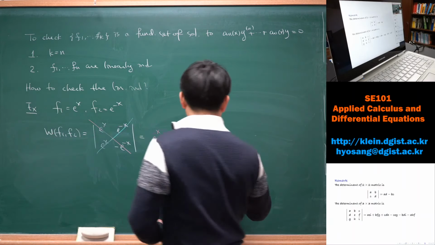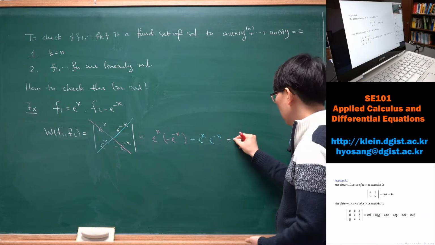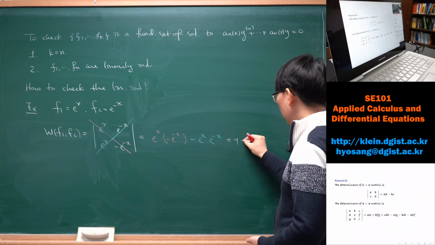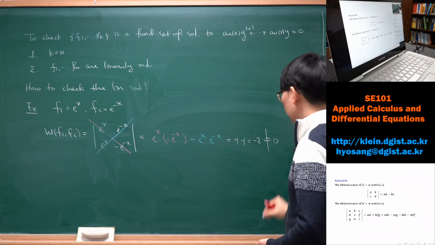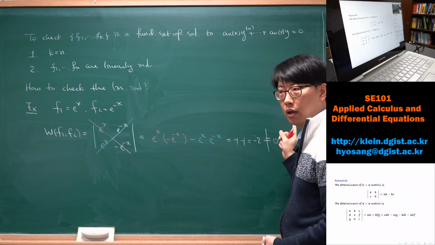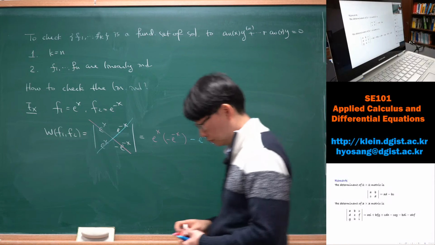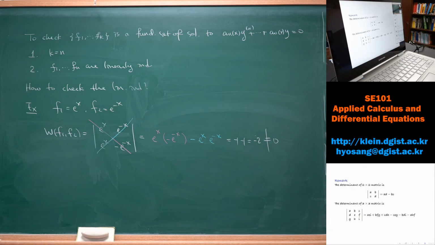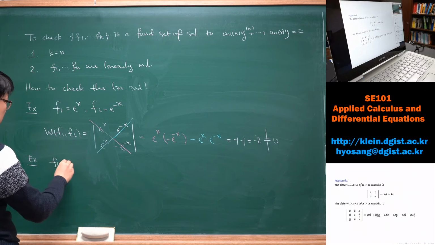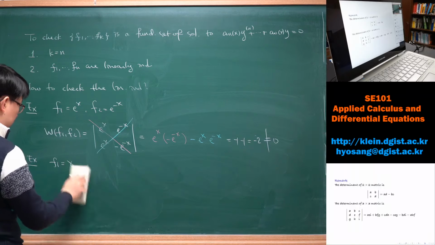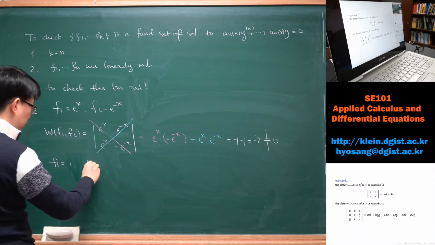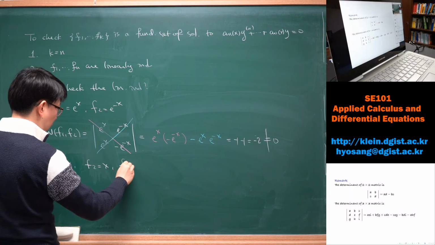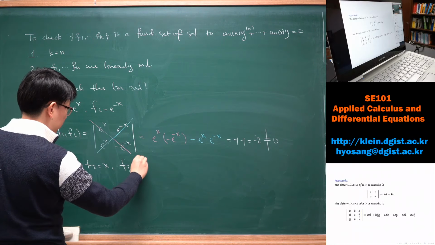So what's the result? We have minus 1 here and also minus 1, which is minus 2. And this is not equal to 0, not identically 0. So how about the other ones? Let's take 3 functions. Let's say we have f1 equals 1, f2 equals x and f3 equals x squared.